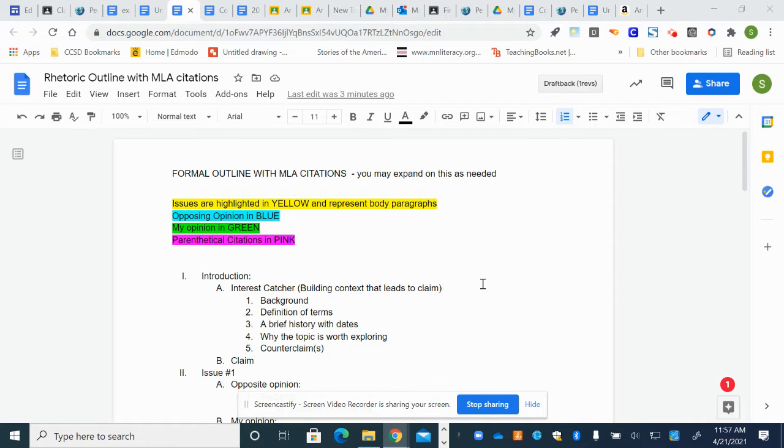As you are building your outline, you're going to be highlighting different areas in the colors here. So the issues will be highlighted in yellow, and those represent the body paragraphs. Your opposing opinions will be in blue. Your own opinion will be in green, and your parenthetical citations in pink. And I will show you an example of this in a moment.